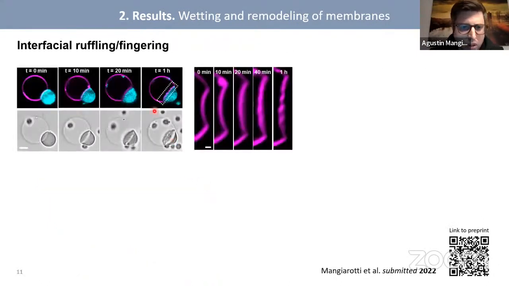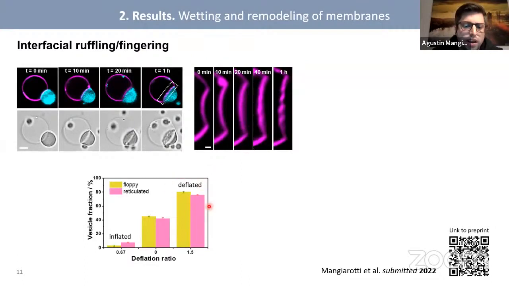And this is the last thing I want to show you. Something really interesting that we saw is that when the vesicles have enough excess area, so when there is enough membrane excess in the interface between the condensate and the membrane, we observe this interfacial ruffling or fingering that depends on the excess area, because when we deflate the vesicles, meaning that we create excess area, we see more of this phenomenon. And when we inflate the vesicles, meaning that we make them tense, we see less of these things happening.